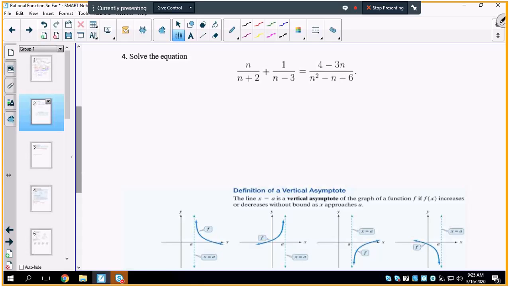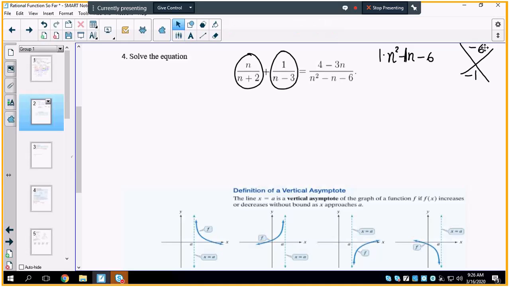So on n over n plus 2, I don't have to do anything. On 1 over n minus 3, I don't have to do anything. But n squared minus n minus 6, I'm going to go ahead and factor. So I say n squared minus n minus 6. And then you recall the coefficient of n squared is 1. The constant term is negative 6. So I multiply them. 1 times negative 6 will give you a negative 6. And you are going to tell me two numbers so that when I multiply those two numbers, I get negative 6, and when I add them, I get a negative 1. Why negative 1? Because the coefficient of the middle term is negative 1 there. That's the process of factoring.